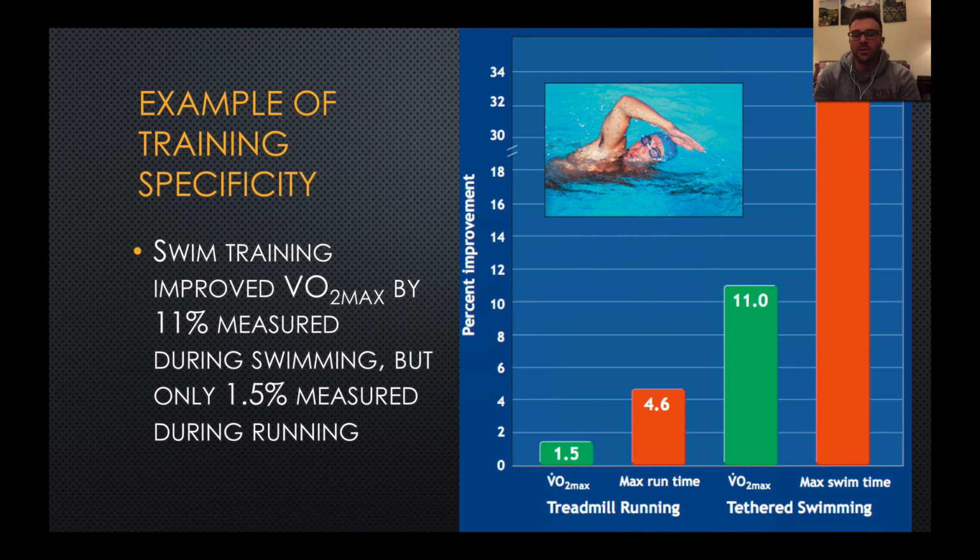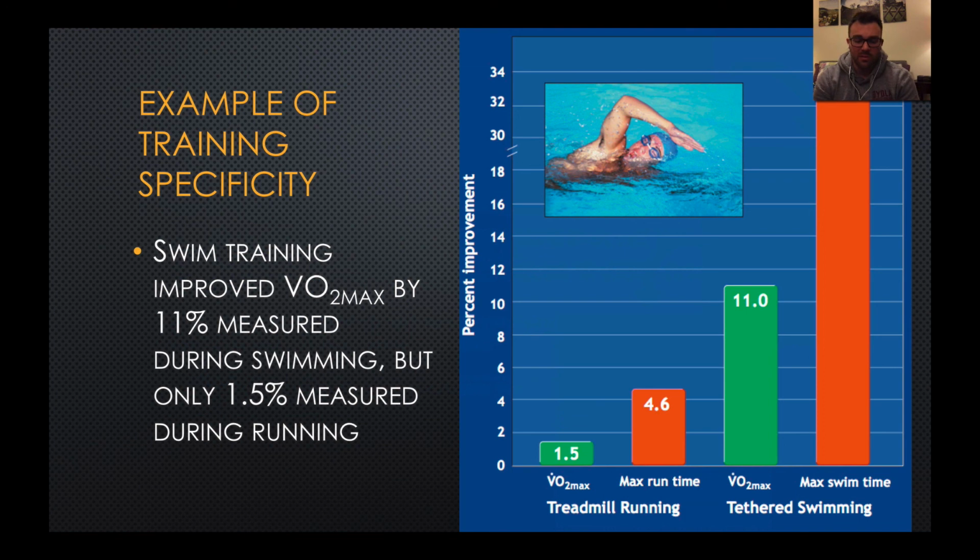Here, there was a research study done with swimmers, and they looked at swim training and its improvement on VO2 max, or running and its improvement on VO2 max. They saw that swim training improved VO2 max by 11% when measured during swimming, but only 1.5% measured during running. So what they essentially did was they took swimmers. The swimmers could either train in the pool or train on a treadmill. Again, these are swimmers, and they want to test them in the pool to see how they improved. Well, their VO2 max went up 11%. Their swim times went up 34%.